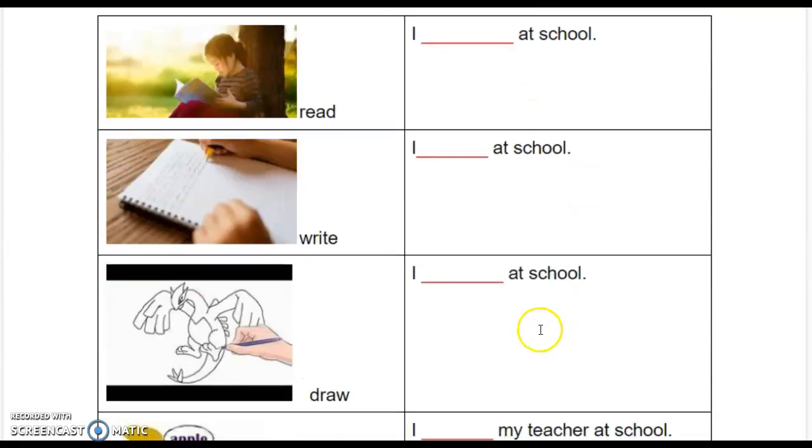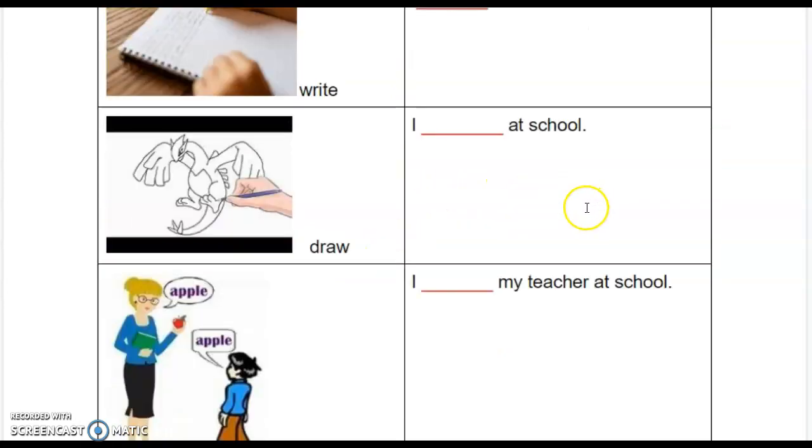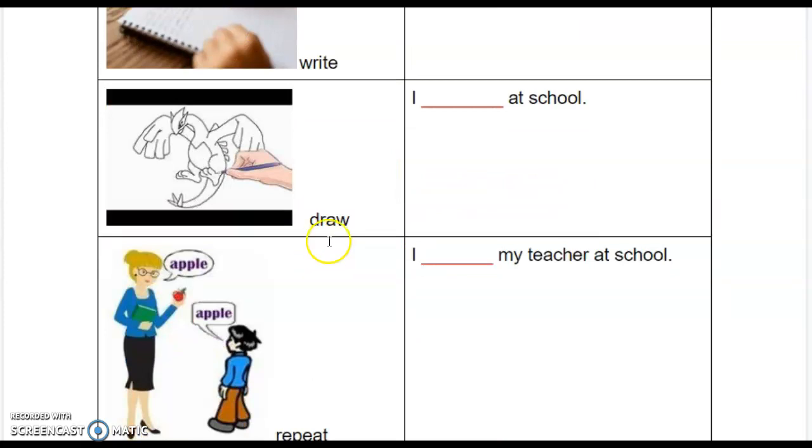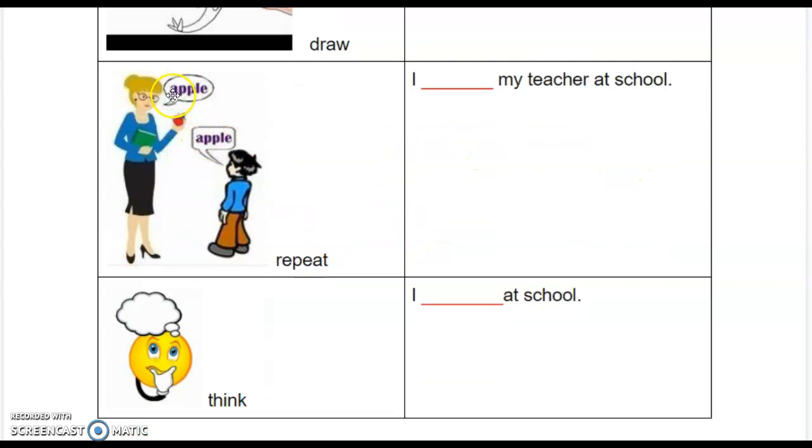Here's the review of things that we do. Read, I read at school. Write, I write at school. Draw, I draw at school. Apple, apple. That's repeat. I repeat my teacher at school.